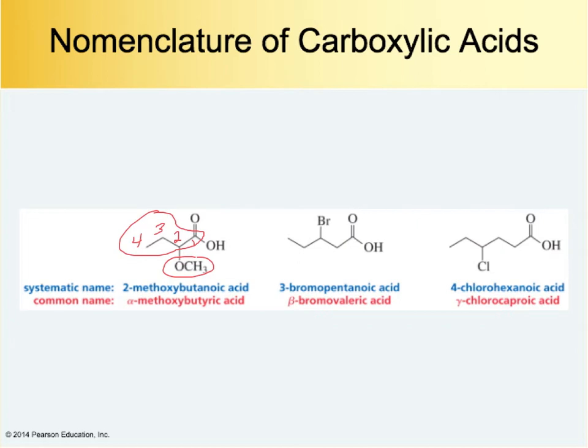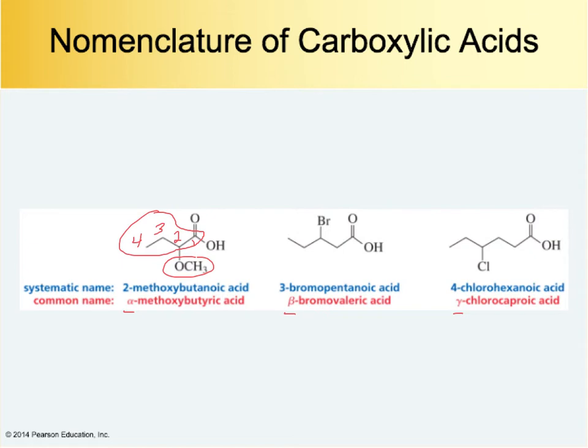The common name, you could also go alpha methoxy butyric acid, but I'm not going to put a lot into that stuff. Do understand where alpha, beta, and gamma are at, what positions they are. But if I gave you this name, right here, or this name, you should be able to draw the structure.